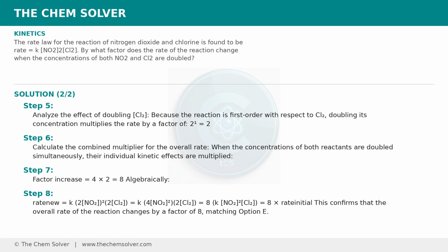Calculate the combined multiplier for the overall rate. When the concentrations of both reactants are doubled simultaneously, their individual kinetic effects are multiplied. Factor increase equals 4 times 2, which is equal to 8.